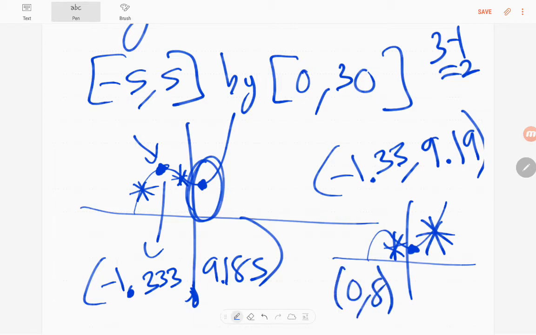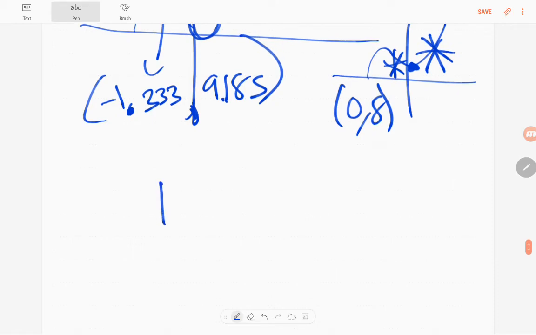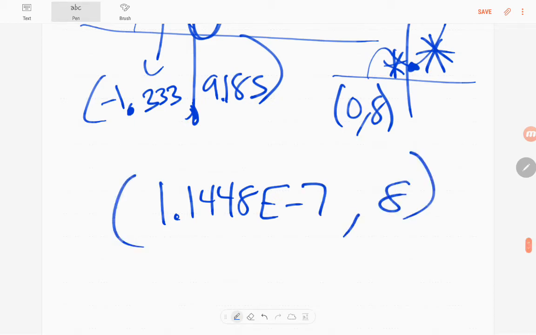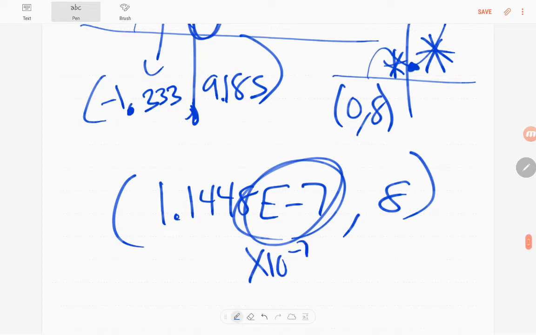It actually gives me something that looks like this. I'll show you. It actually gives me this. But whenever you see this E-7 thing, that really means times 10 to the negative 7. So that first number is really 0.00000001148. So that's just a rounding error of the calculator. It's essentially just 0.8. So if you see something like E-10, just make it a 0.